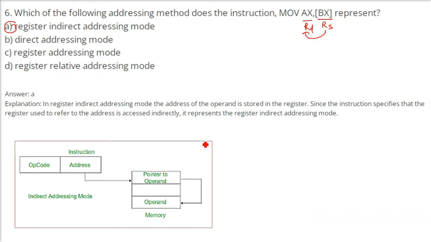In the register indirect addressing mode, the address of the operand, on which the opcode is going to operate, is stored in the register. Since the instruction specifies that the register used to refer to the address is accessed indirectly, it represents the register indirect addressing mode. We have register indirect addressing mode and direct addressing mode, which you see as option B. Let us see here. This is the opcode. This is the indirect addressing mode. That is, you won't have the data; you will have the address of the data.